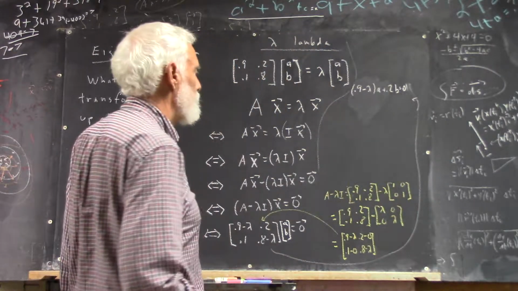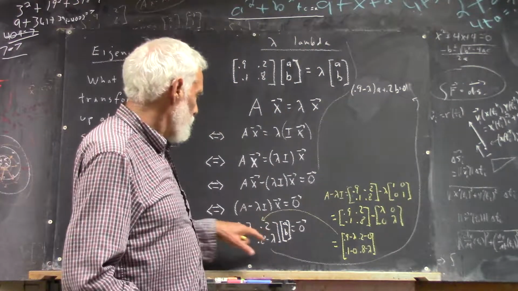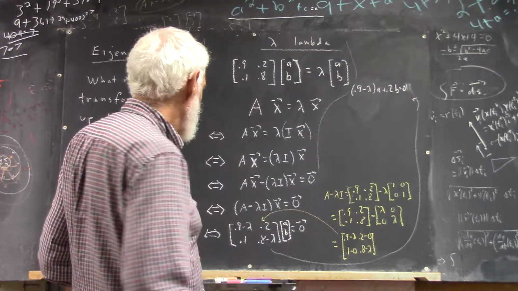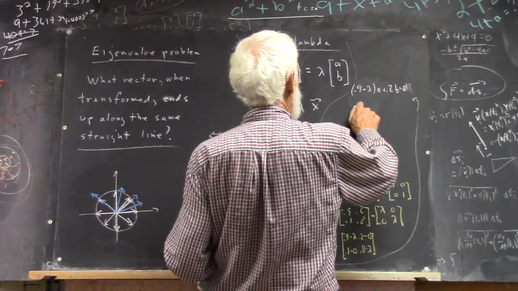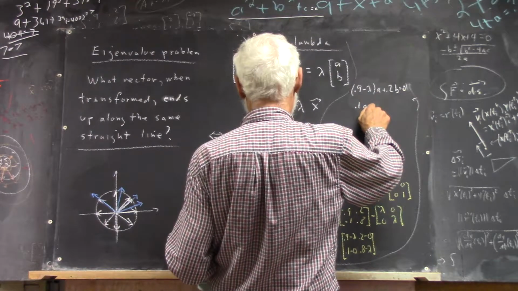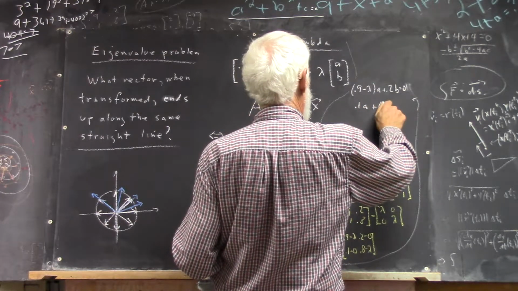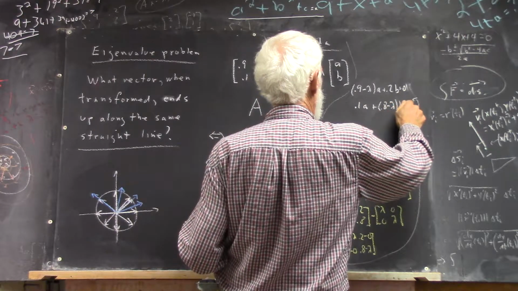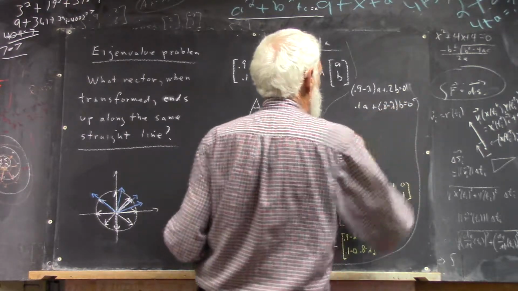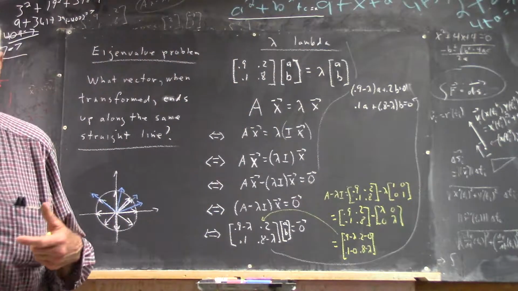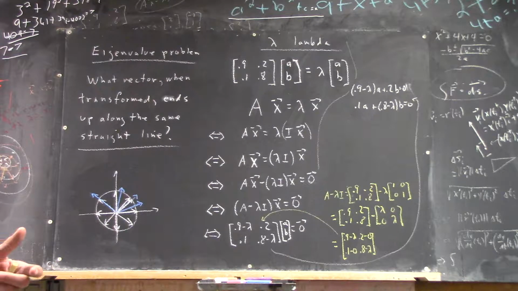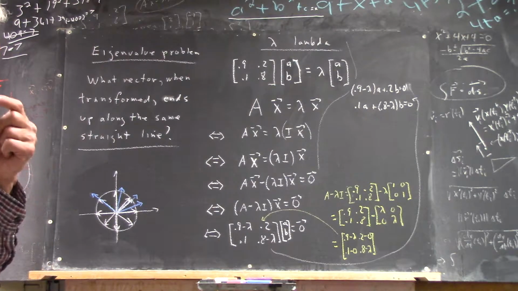Okay, well, this product is (0.9 minus lambda) times A plus 0.2B. And then the other one is 0.1A plus (0.8 minus lambda)B equals 0. Okay?